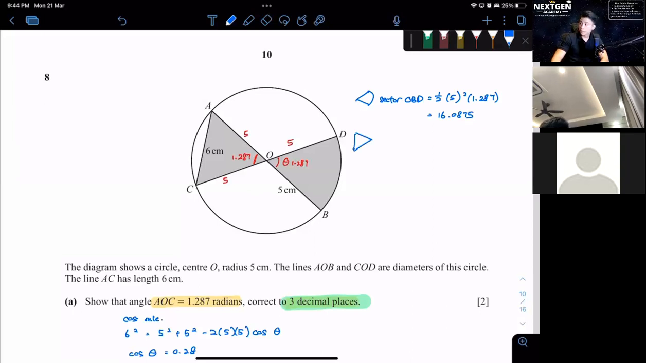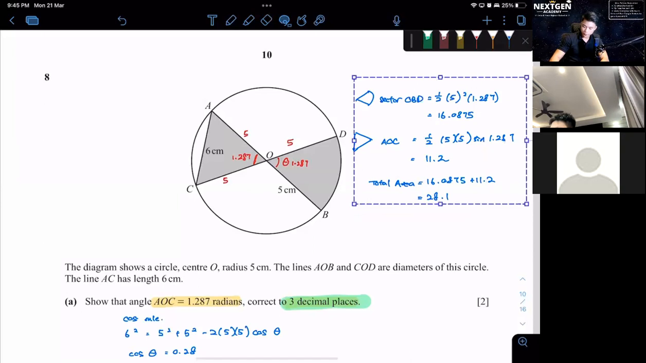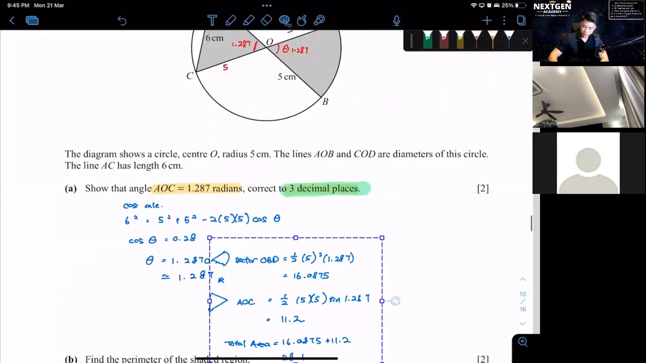Okay, triangle AOC. Okay, AOC will be half AB sine C, which you will get 11.2. Okay, total area is 16.0875 plus 11.2, which equals 28.1. Okay, move it down here.